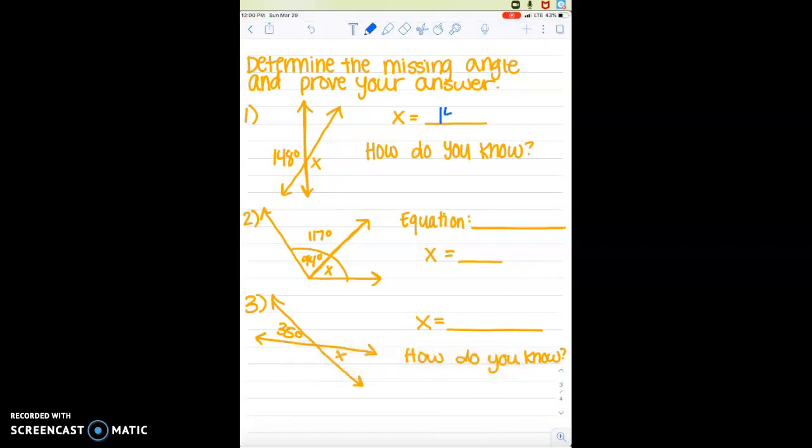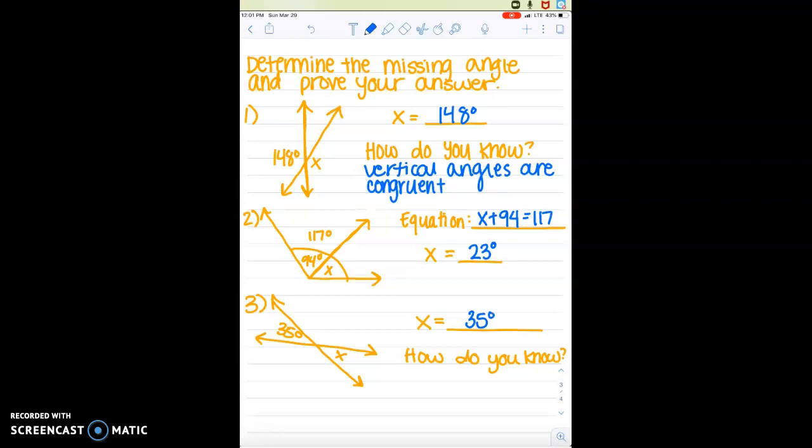So now that you've paused the video and you've taken the time to solve, we know that the first answer is 148 degrees because these are vertical angles, and vertical angles are congruent. For the second one, our equation will be x plus 94 equals 117 because we know those two angles will come together to form a 117 degree angle. And when we subtract 94 from both sides, we get x equals 23 degrees.